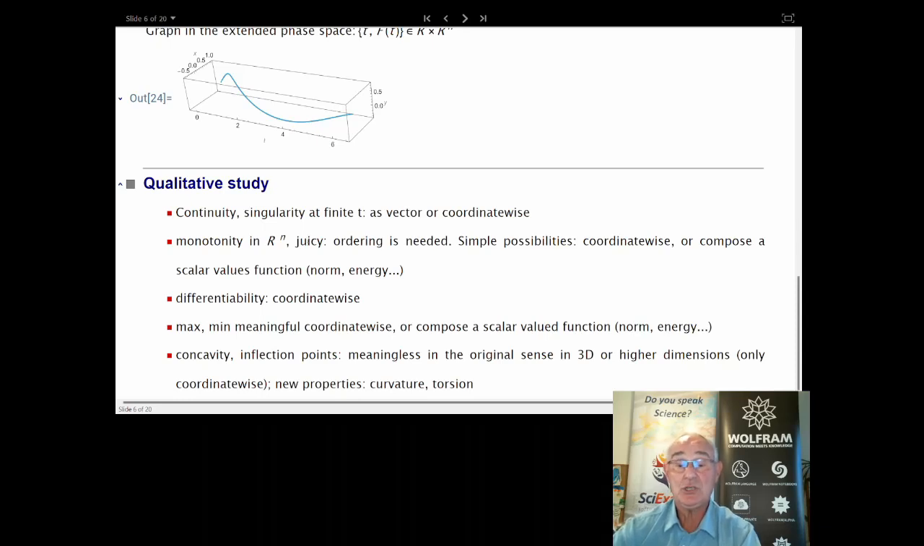Monotonicity is tricky, because ordering in the set is needed. Simple possibilities are coordinate-wise or composing a scalar function, that's the norm or the energy. The differentiability is defined coordinate-wise. Maximum, minimum are meaningful only coordinate-wise or composed, again the energy. Concavity and inflection points are meaningless in this situation, but we can consider the curvature, torsion, or other properties handled in differential geometry.